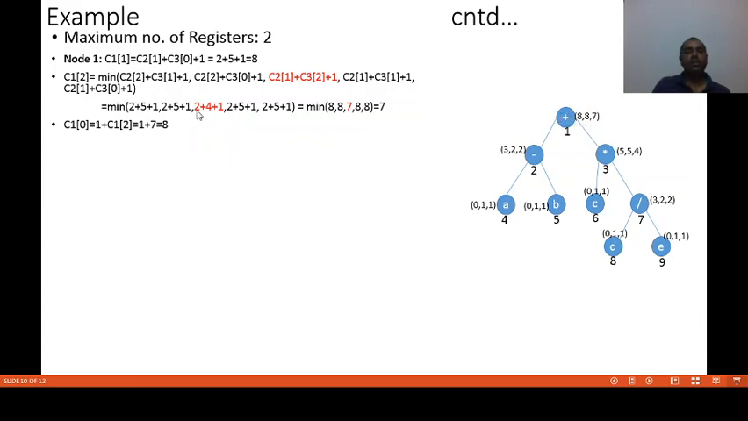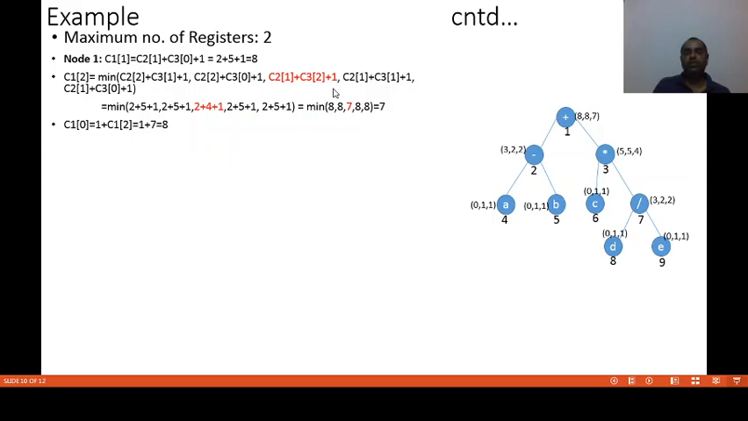And what is that in that case? How am I getting 7 here? This one, 7. It means this one instruction is used. That means for node 2 I am using only 1 register, and for node 3 here I am using 2 registers plus the one is what?